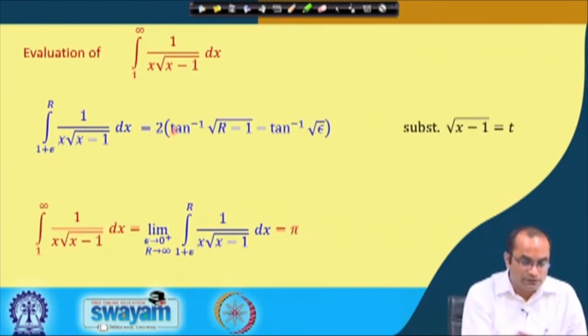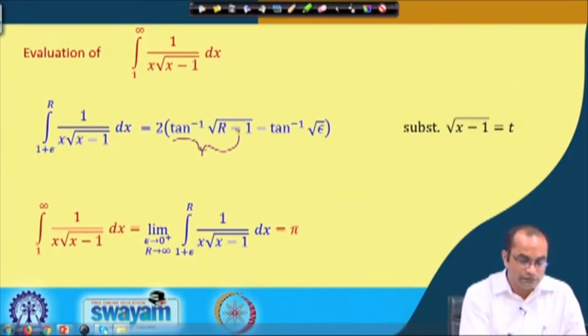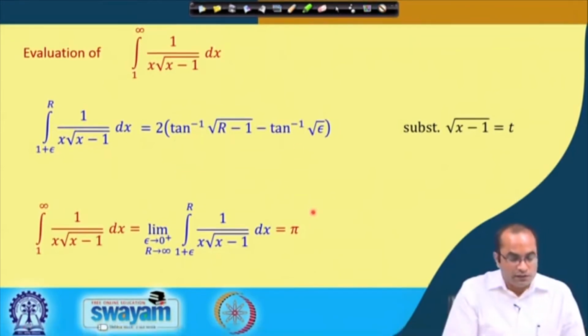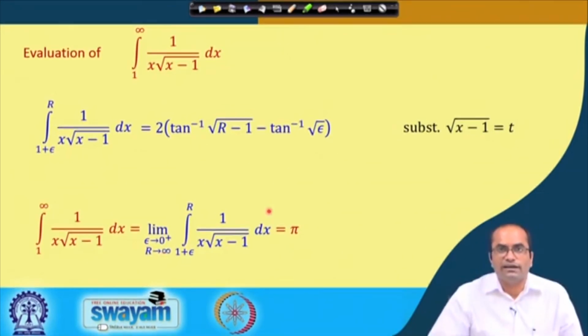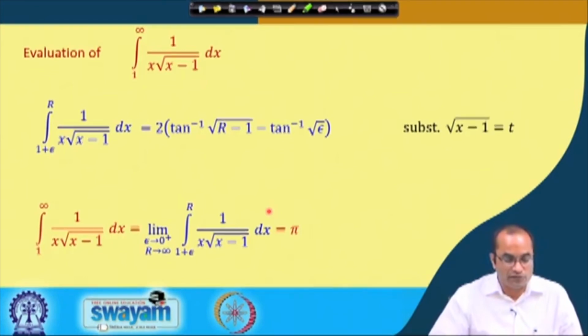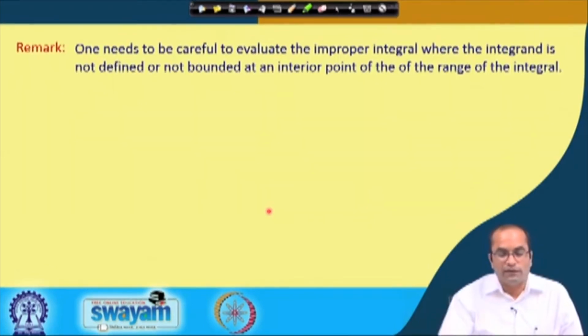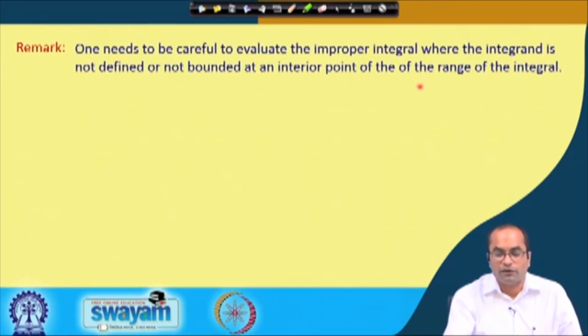So, tan inverse of infinity will be pi by 2, and this is minus 0, and then we have here 2 times. So, therefore, we got pi here. So, the value of this integral is pi, and we have seen before as well, without evaluating the value, that this is a convergent integral. And just a remark here: one needs to be careful when evaluating improper integrals where the integrand is not defined or is not bounded at an interior point of the range of the integral.